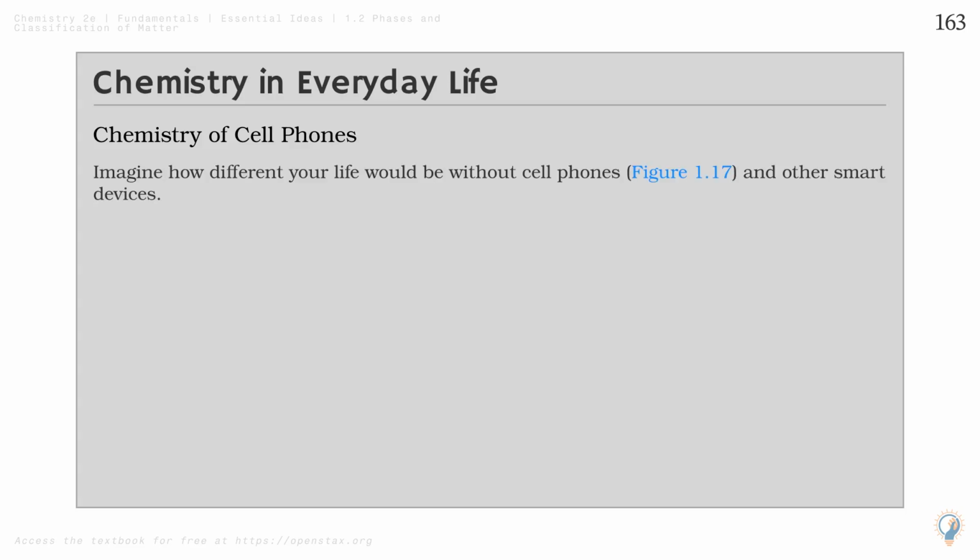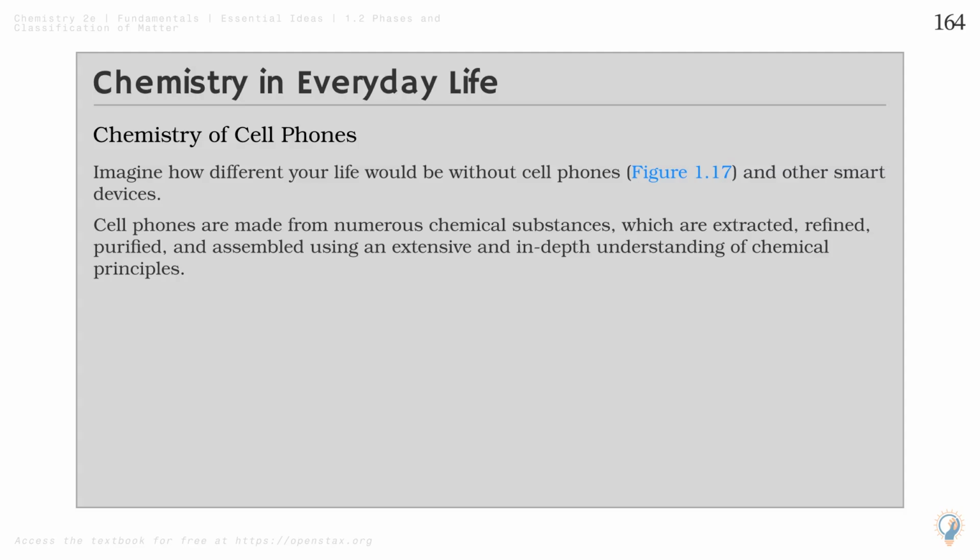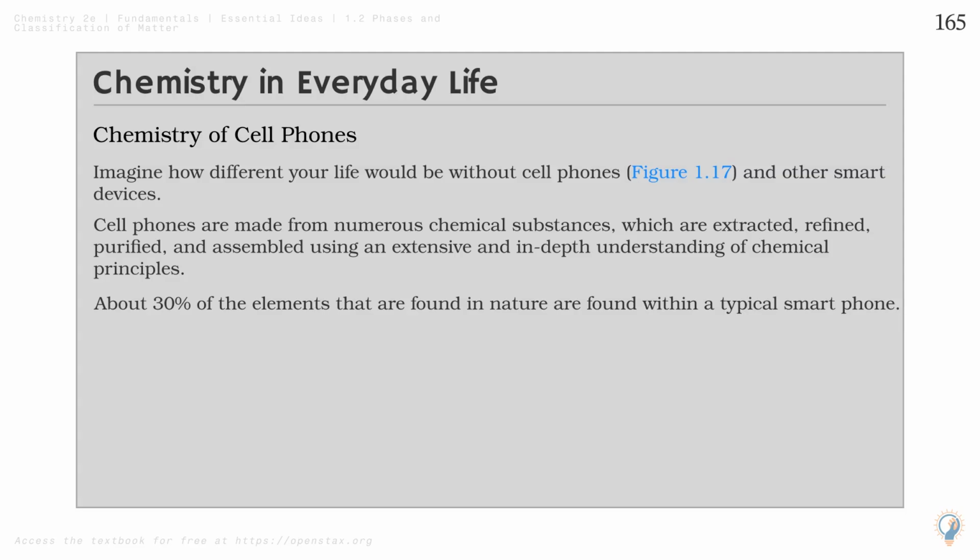Chemistry in everyday life. Chemistry of cell phones. Imagine how different your life would be without cell phones, Figure 1.17, and other smart devices. Cell phones are made from numerous chemical substances, which are extracted, refined, purified, and assembled using an extensive and in-depth understanding of chemical principles. About 30% of the elements that are found in nature are found within a typical smartphone.